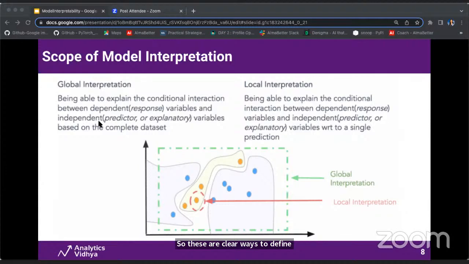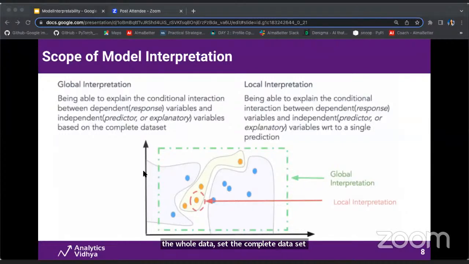Like you can see in the diagram, global interpretation or global interpretability is all about being able to explain and understand model decisions based on conditional interaction between the dependent variable and the independent variable, right? So the response variables that you have and the predictors, the independent variables that you have on the complete data set. Okay, so in global interpretation, as the name suggests, we take the whole data set, the complete data set.